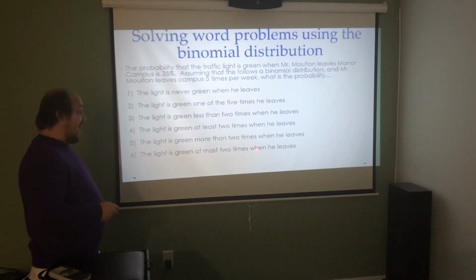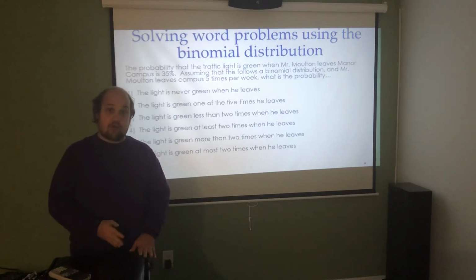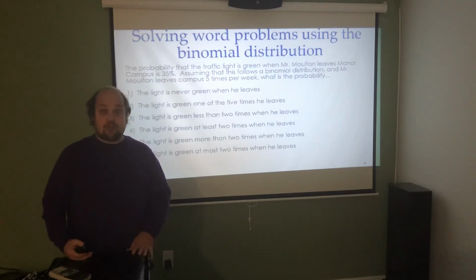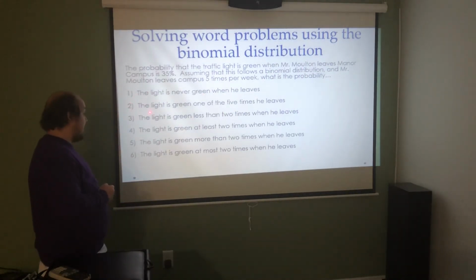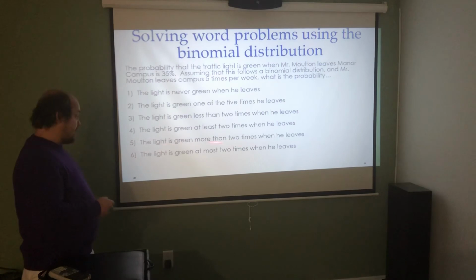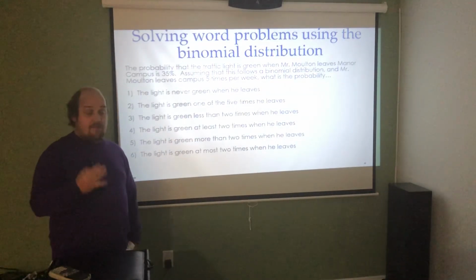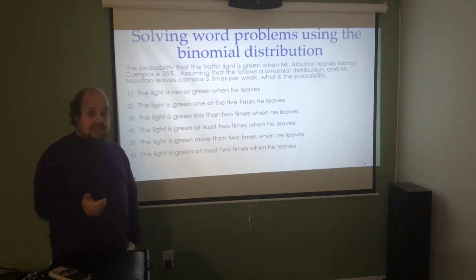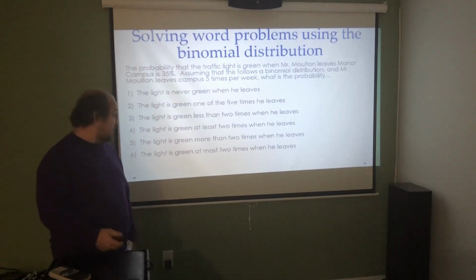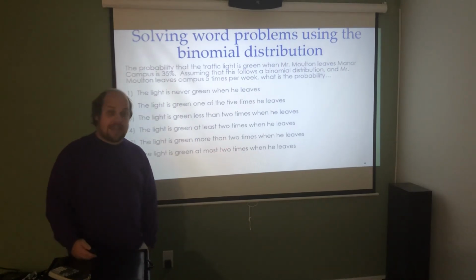Finally, the light is green at most 2 times. At most 2 means 2 or less: 2, 1, or 0. I've already done each of those probabilities out, so I just add them together. The answer I got from 1, the answer I got from 2, and part of number 5 was finding what the answer was for 2. So when I ran it for getting 2 successes, I add that number in. I now know all 3 possibilities, getting a success 0 times, 1 time, or 2 times, and that includes all of at most 2. When I add them together, I'll get the answer.